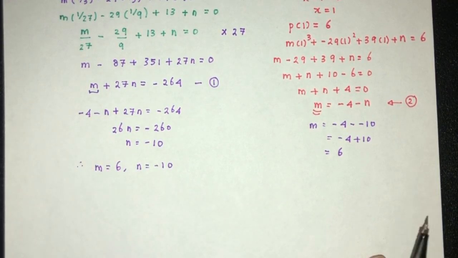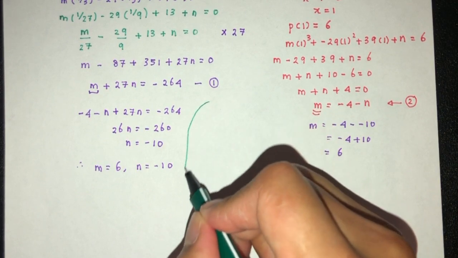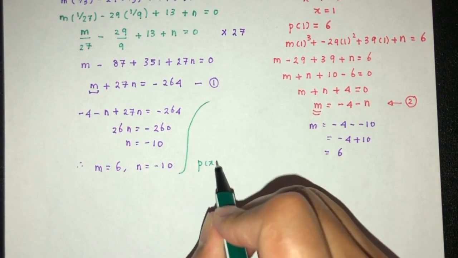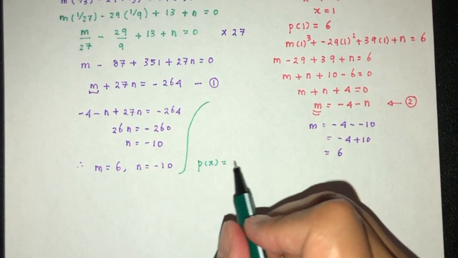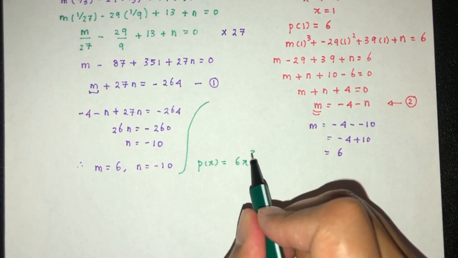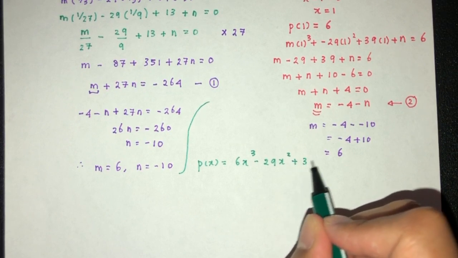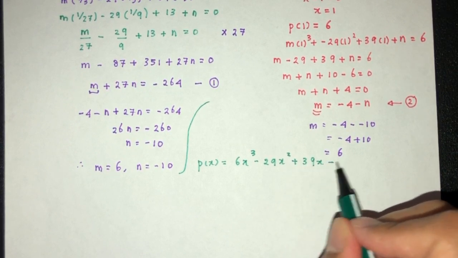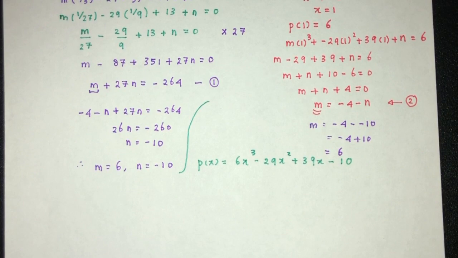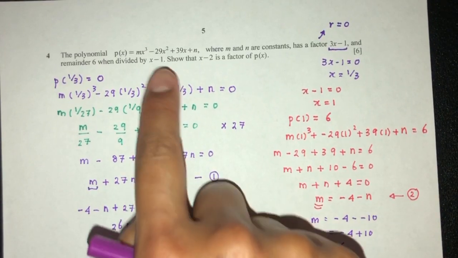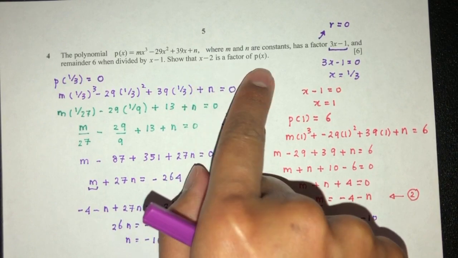Now obviously we can replace back in the equation. So p of x will be 6x cubed minus 29x squared plus 39x minus 10, with m as 6 and n as minus 10. This is my equation p of x. Now we have to use that equation. Let's see what we have to show. We have to show that x minus 2 is a factor of this.